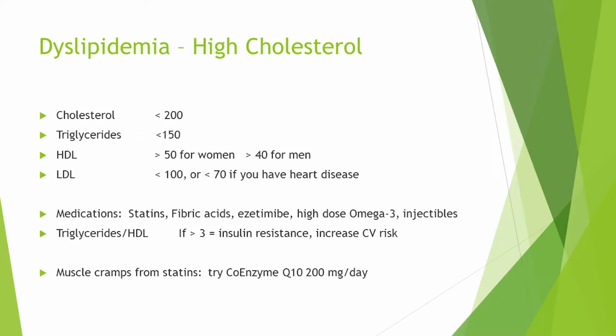And then there are injectables that we use to help lower lipids. Those are Praluent and Repatha. So we have lots of drugs in our formulary to help. It's just convincing patients to take them regularly. Now, if you ever get your lipid panel and you look at the triglycerides and the HDL, divide the triglycerides by your HDL number. And if that number is greater than 3, that means you have insulin resistance. Most likely, if you have type 2, it's going to be greater than 3.